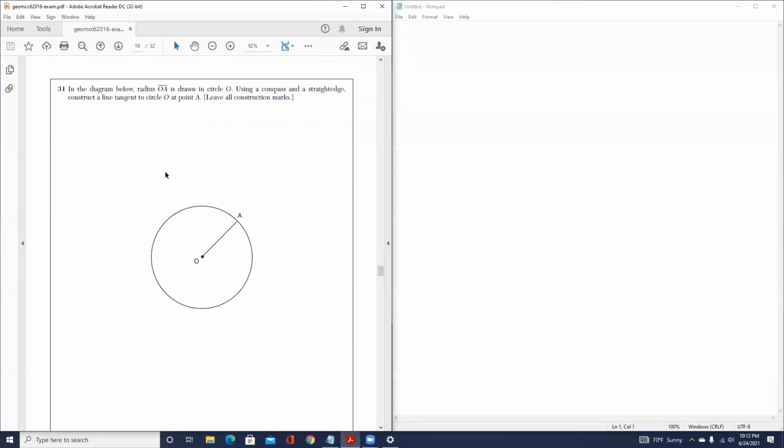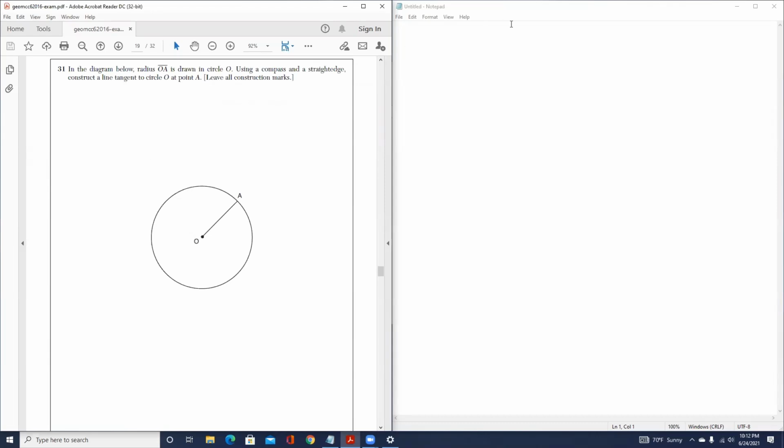So moving on now to question 31. In the diagram below, radius OA is drawn in circle O. Using a compass and a straight edge, construct a line tangent to circle O at point A. Now this is difficult to show in a digital format, so first I will write the steps that I'm doing, and then I will attempt to draw them out. So step 1 is to extend line OA. Step 2 is to mark another point.